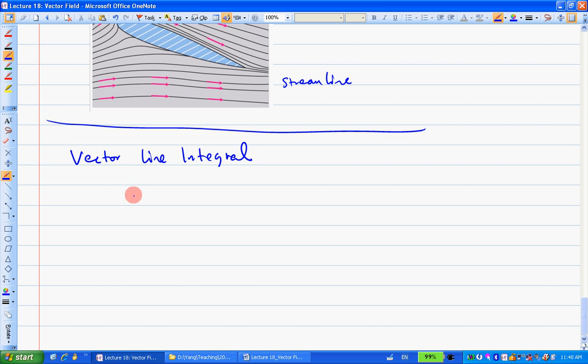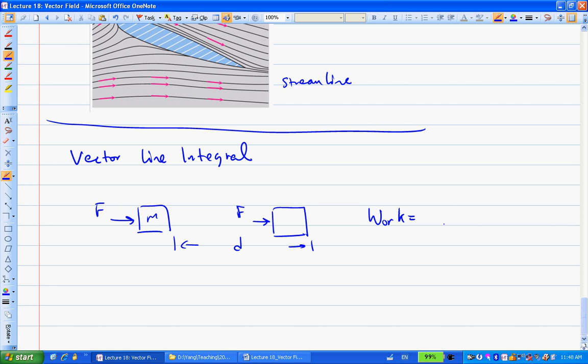Okay, vector line integral. I'll start with a very simple scenario, and then we'll talk about what the vector line integral is. Suppose we have a mass, we apply a force to the mass, and then we move this mass by a distance of d. This force is applied in the horizontal direction. So tell me, how much work did this force do?